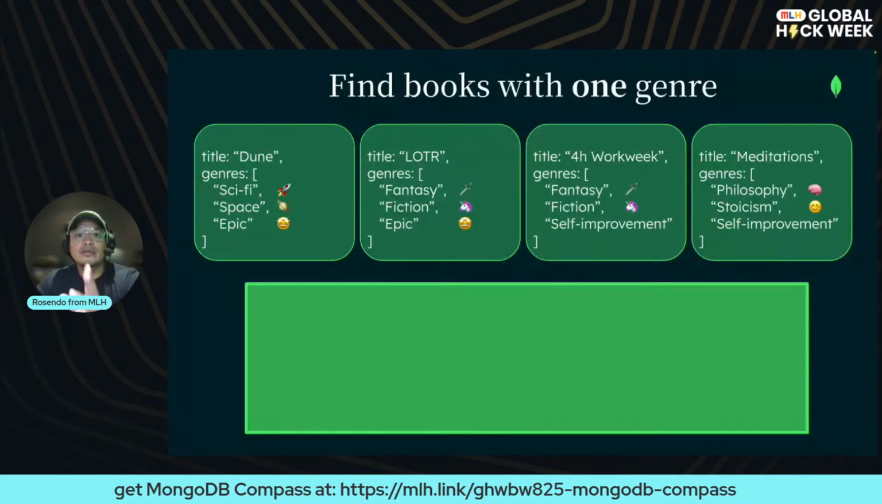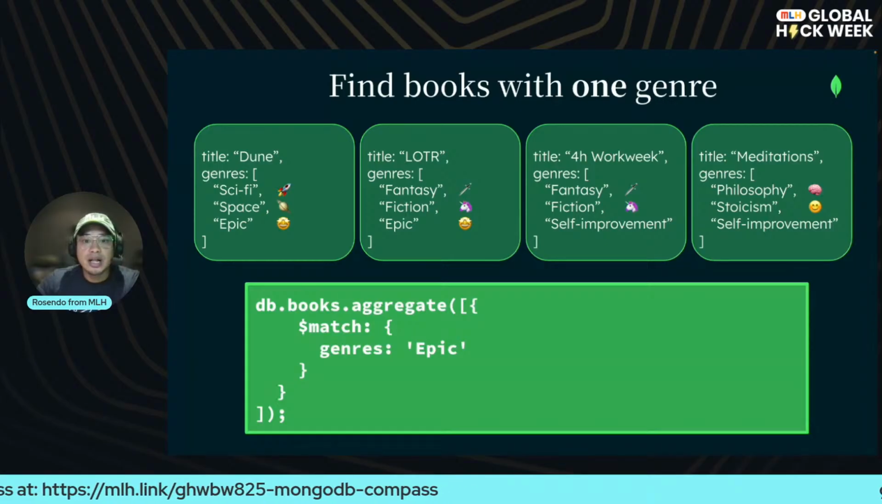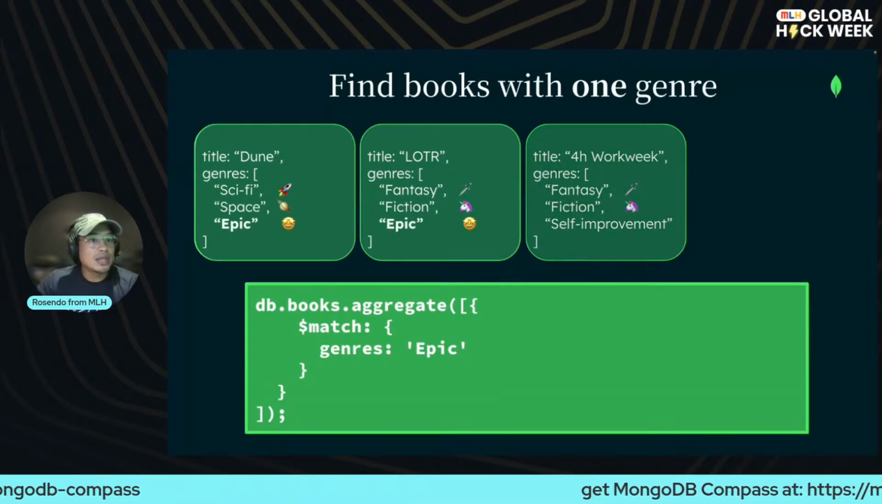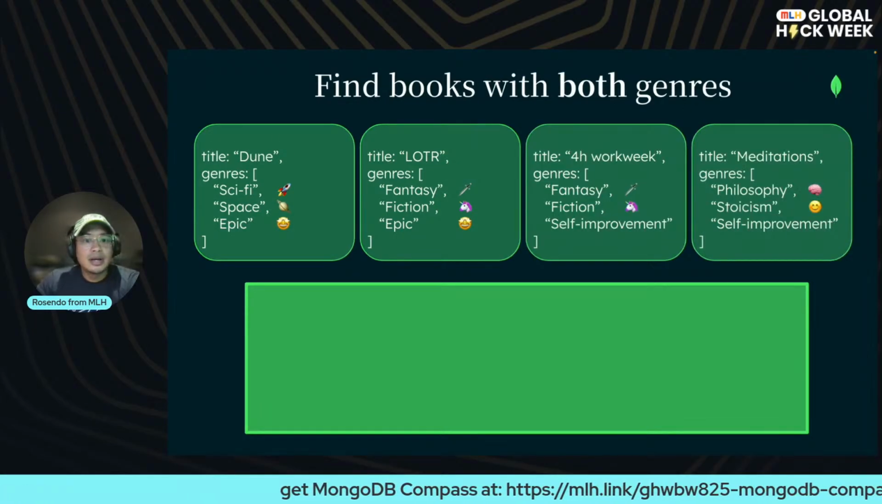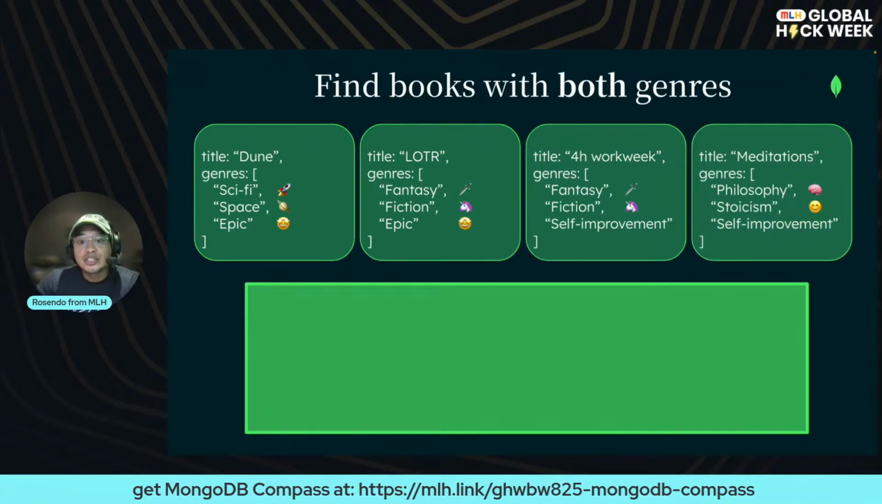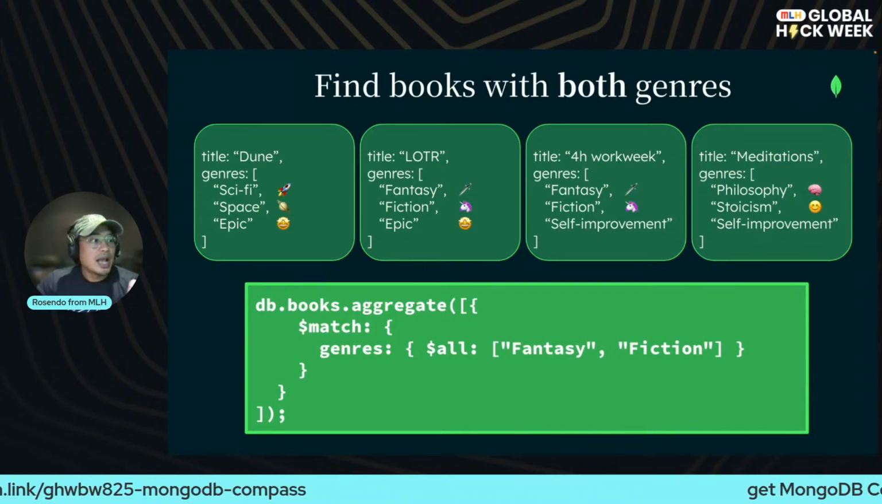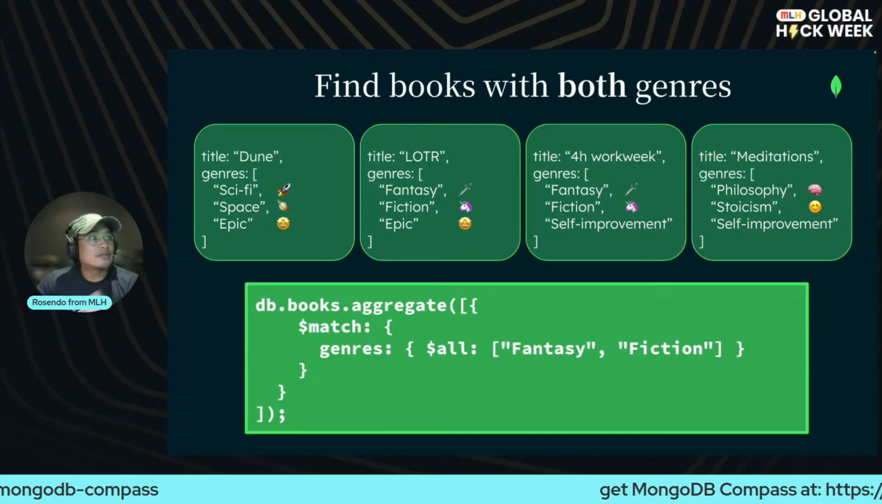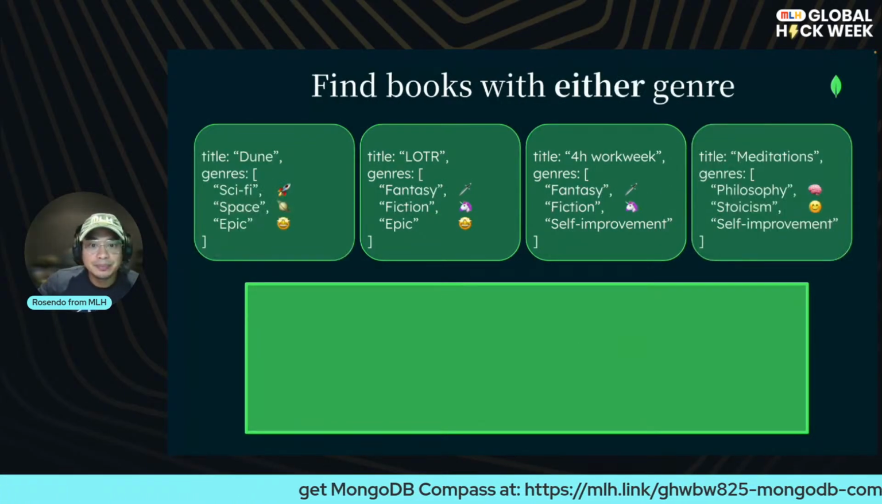If you want to query for an array that contains one particular element, here we can use $match, listing all of the elements that need to be included. So here, anything with epic is going to be filtered down to these 2. And then if you want to find books that have fiction and fantasy, you're going to use the operator that includes all. So it's $all, and it's going to include anything that has fantasy and fiction. And it looks like it's going to filter down to these 2.